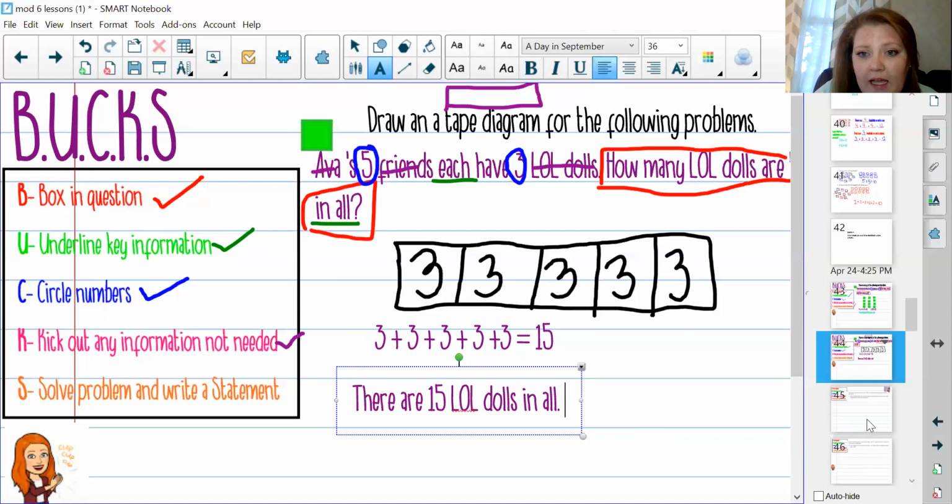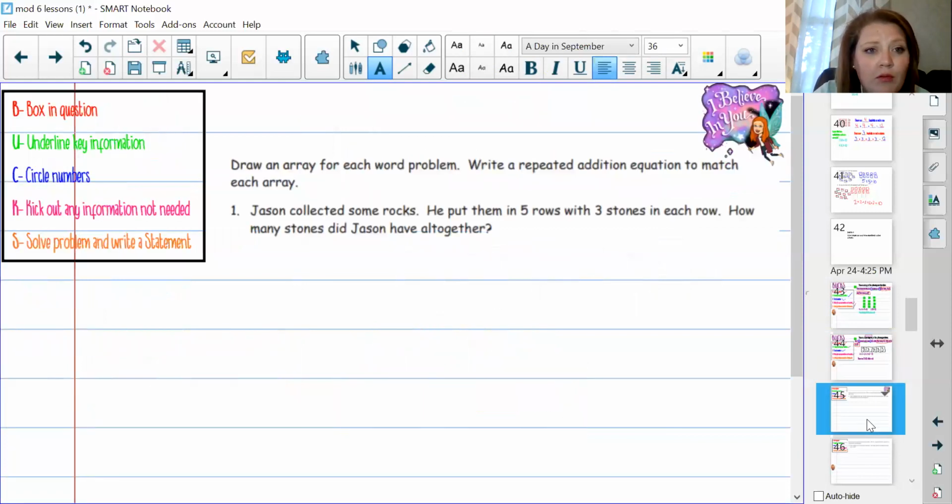All right, guys, I'm going to give you a quick second, pause the video, go grab your problem set. And let's look at number 1 together. All right, it says draw an array for each word problem. Write a repeated addition equation to match each array. All right, I've got our little bucks thing here in the corner for us to reference. And let's go ahead. Let's read the problem first, and then we'll do our bucks. It says Jason collected some rocks. He put them in 5 rows with 3 stones in each row. How many stones did Jason have all together?